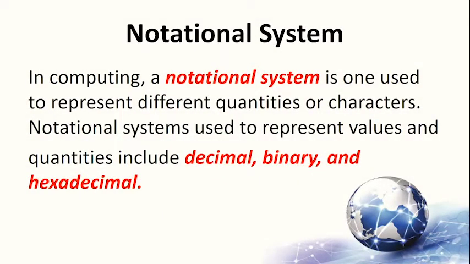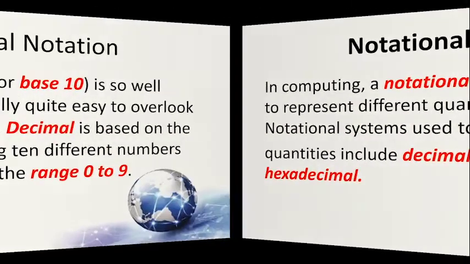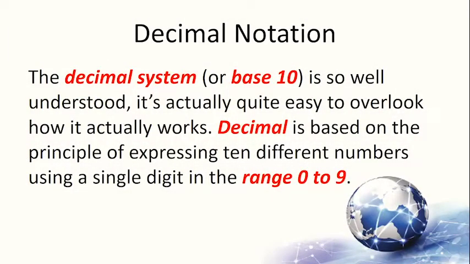A notational system is used to represent different quantities or characters, such as decimal, binary, and hexadecimal. For most people around the world, when they want to count something, they use decimal. The decimal system, or base 10, is so well understood it's actually quite easy to overlook how it works. Decimal is based on the principle of expressing 10 different numbers using a single digit ranging from 0 to 9.